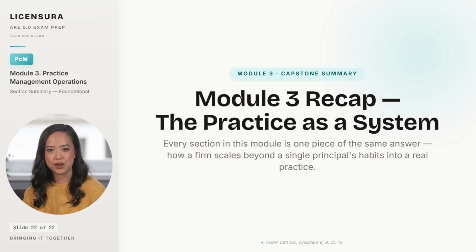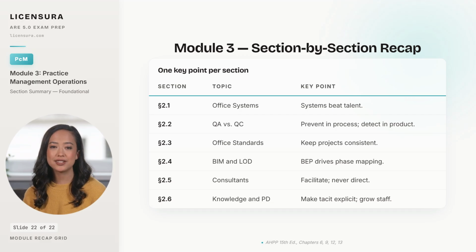Start with a 1 row per section recap of the entire module. 6 sections, 6 key points the exam expects you to hold simultaneously. Section 2.1 made the case that the firms that consistently deliver are not the ones with the most talented designers, but the ones with the most disciplined, documented systems.